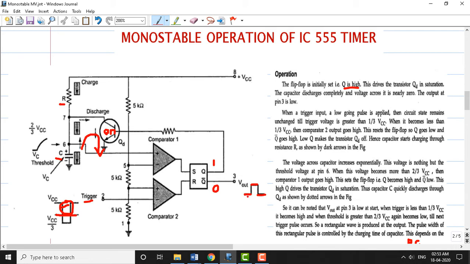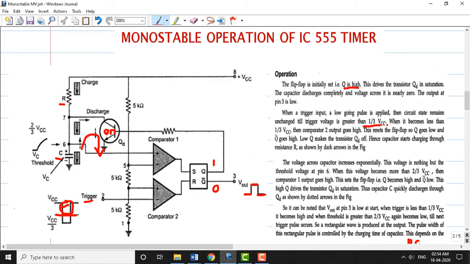So therefore the pin number 3 stays at low. That's what we highlighted here. When a trigger input is applied, a low going pulse is applied, the circuit state remains unchanged till trigger voltage is greater than the 1 by 3 VCC.